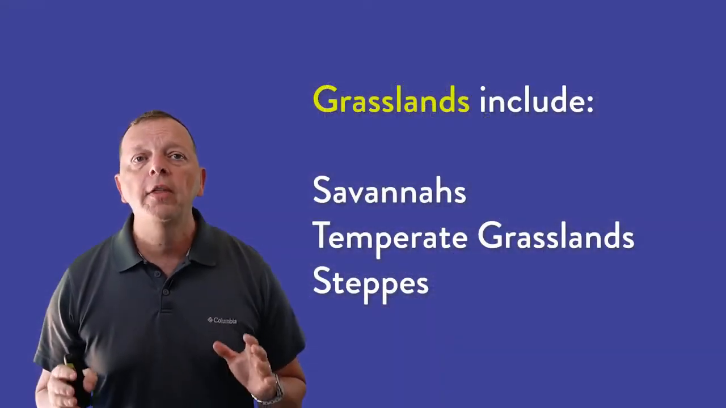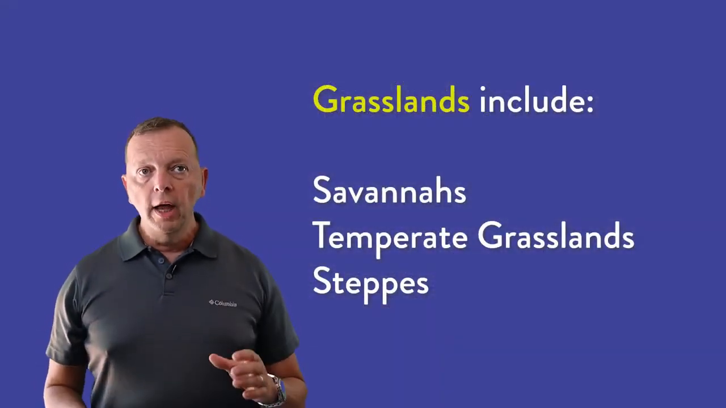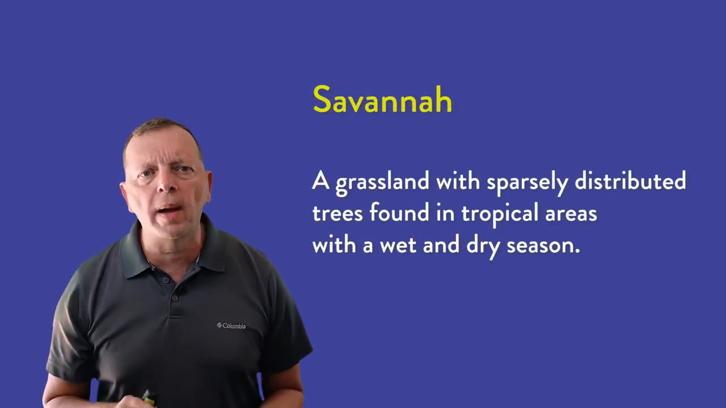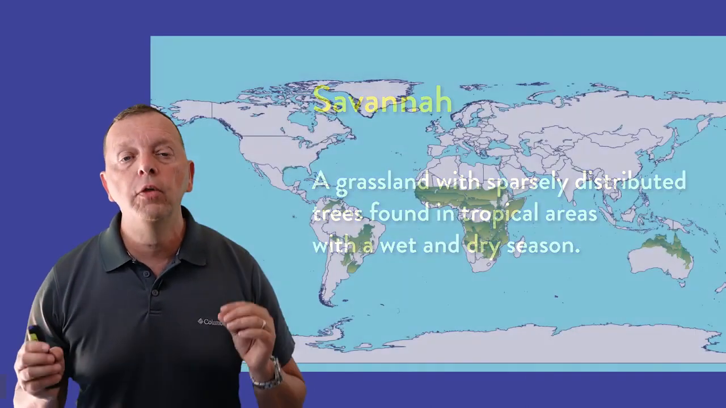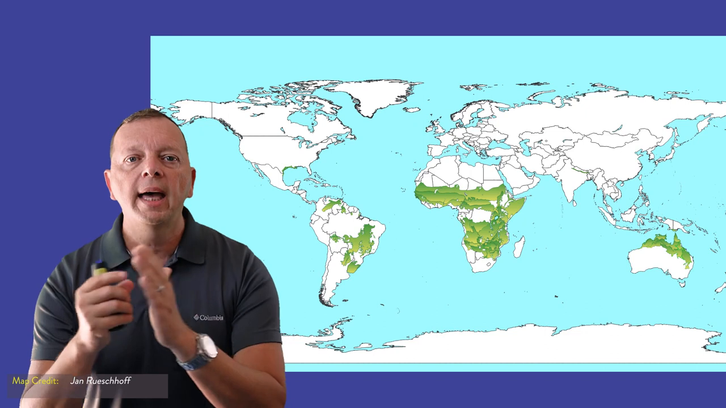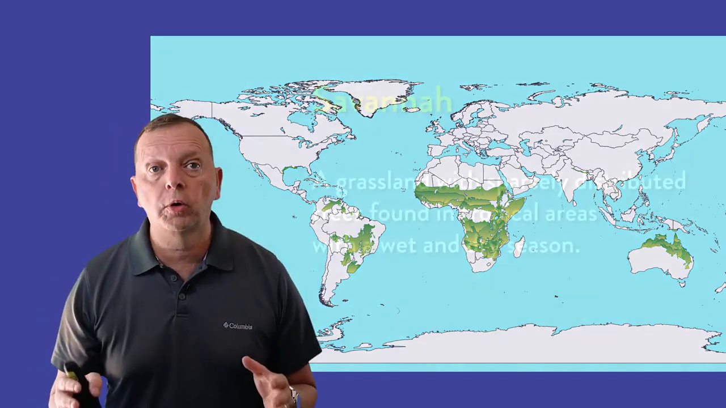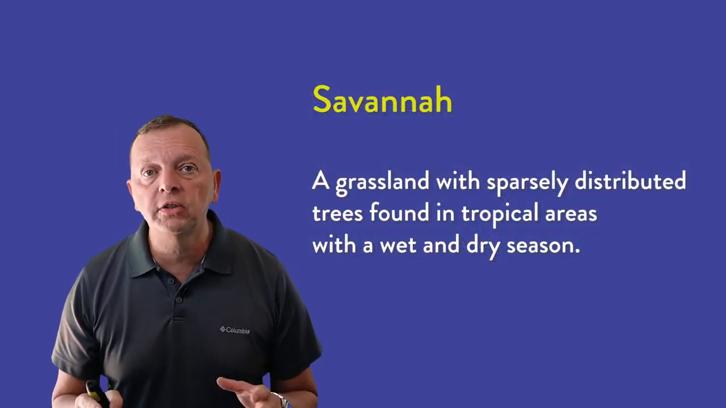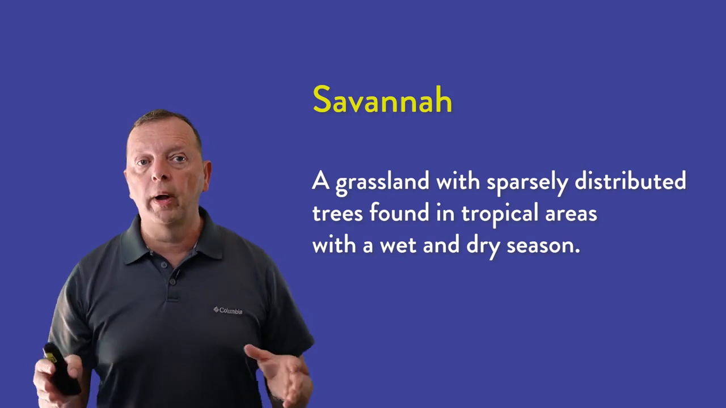And just like forests, there are several different types of grasslands. When we look at the low latitudes or the tropics, we find a savanna in those areas that have a wet season and a dry season. Now, unlike a tropical rainforest, a savanna doesn't receive a large amount of rainfall all throughout the year.